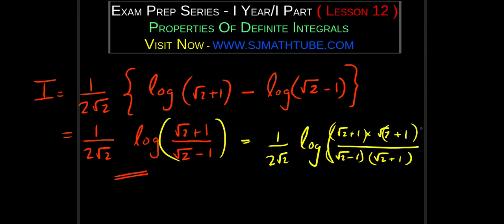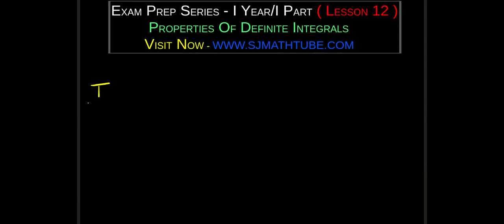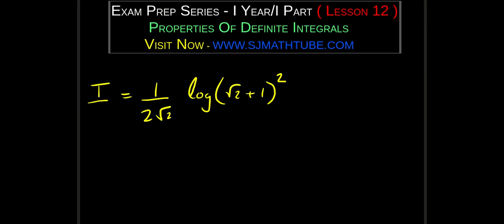Brackets are very important. Yeah, so 1 by 2 root 2 log, what is a plus b the whole square? We get root 2 plus 1 the whole square by, what about a minus b into a plus b? We get 2 minus 1, that's it. So we get I is equal to 1 by 2 root 2 log root 2 plus 1 the whole square.